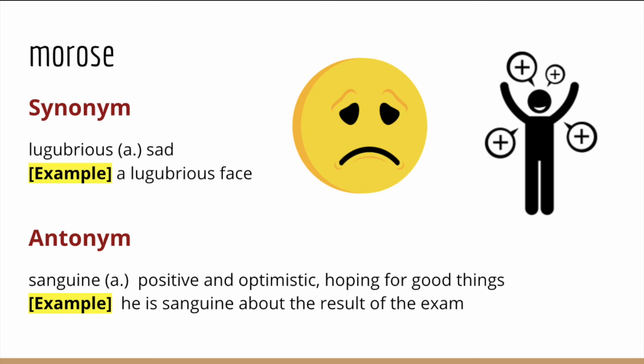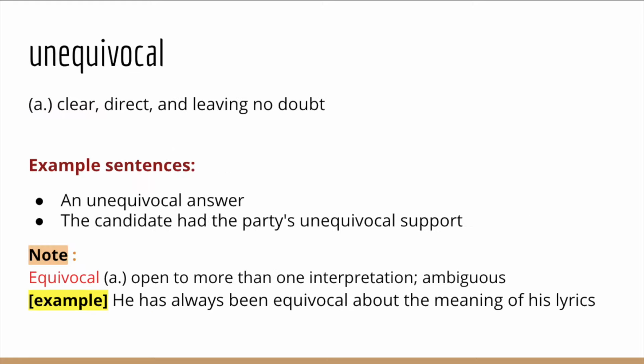And the example sentence here is, he's sanguine about the result of the exam, which means he's very positive and optimistic about the result of the exam. So if next time after taking TOEFL or IELTS and you feel that you are going to get a really high score, you can say you are sanguine about the result of TOEFL, or you are sanguine about the result of IELTS. The second word for today is unequivocal.